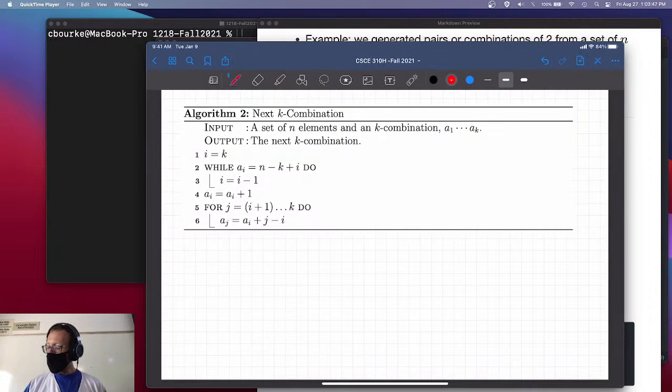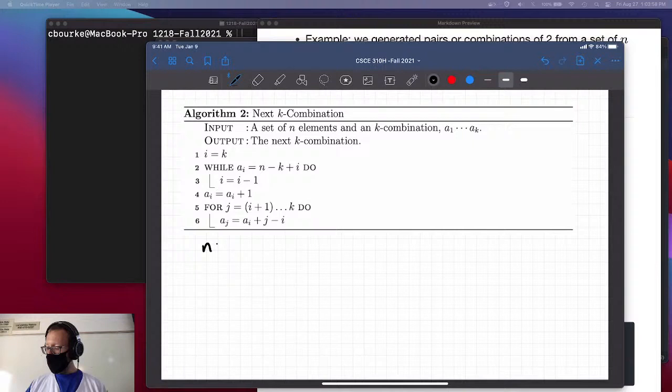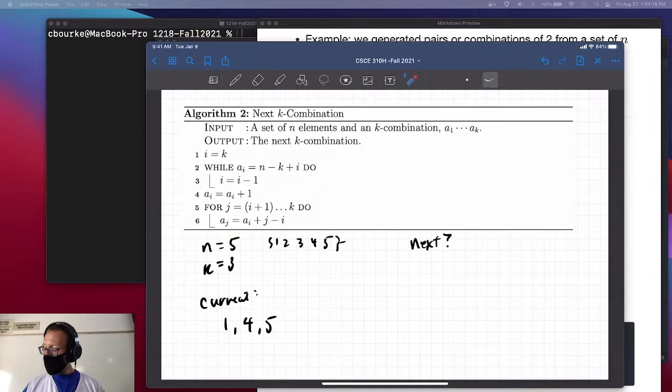So what I want to do is go through an example run of this algorithm first, before we actually code it, if we have time. So suppose that n is 5 and k is 3. In other words, the set is 1, 2, 3, 4, 5. And suppose that our current combination is 1, 4, and 5. What is the next one? What we need to do, by going through this while loop here, is locate the last A sub I such that A sub I is not equal to N minus K plus I.